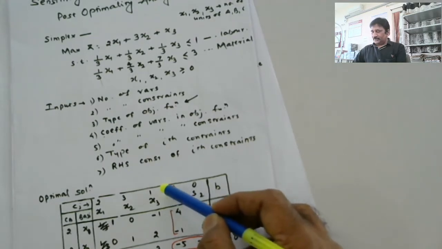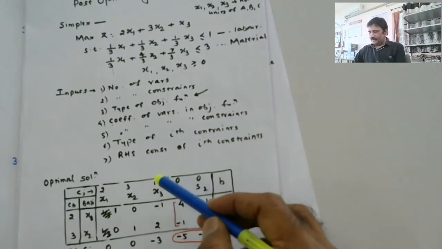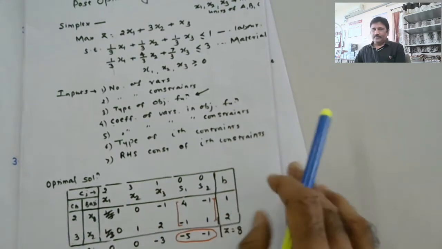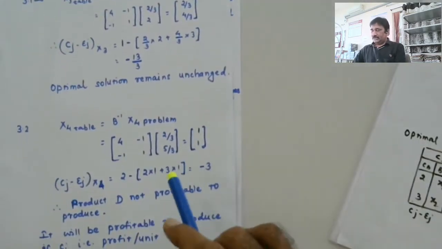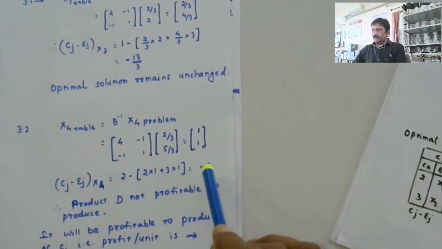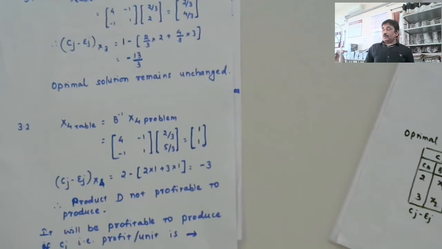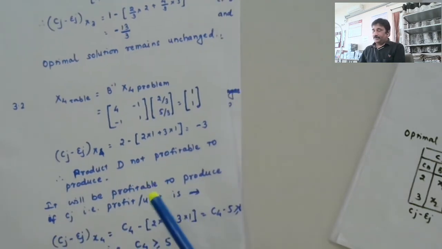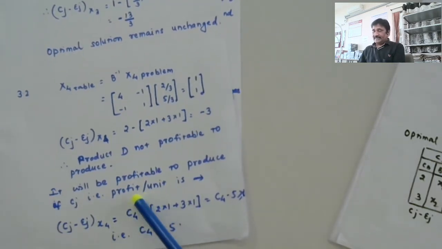So if you want to find Cj minus Ej for the x4 variable, it will be 2 minus 2 into 1 plus 3 into 1. That's what we are doing here, right? 2 minus 2 into 1 plus 3 into 1 gets you the value minus 3. So as Cj minus Ej for x4 is coming out to be negative, it is not profitable to produce. But if you want to think of producing product x4, right? What you will be doing? You do not right now know the profit per unit of product x4, so you take it as c4.